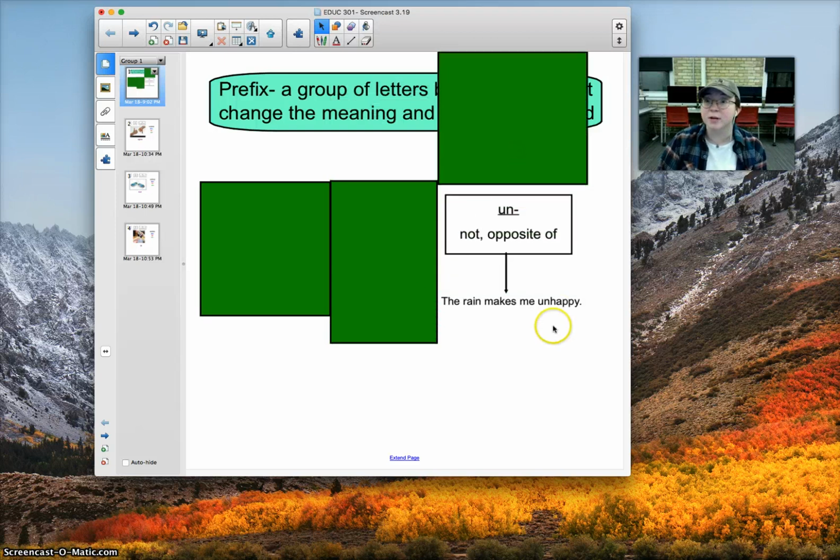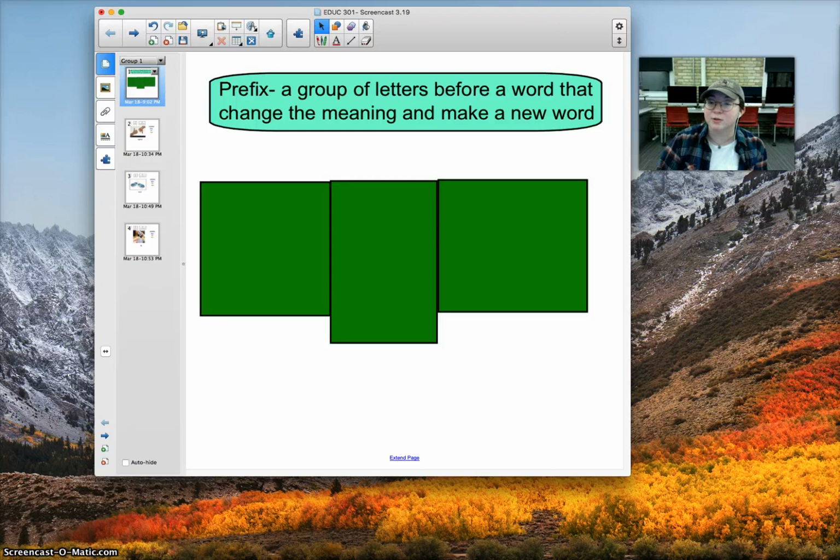And then the last one we're going to be working with is un, which means not, or it can mean the opposite of. The rain makes me unhappy. So we can tell that because we're using un here in front of happy, it means that she's not happy.